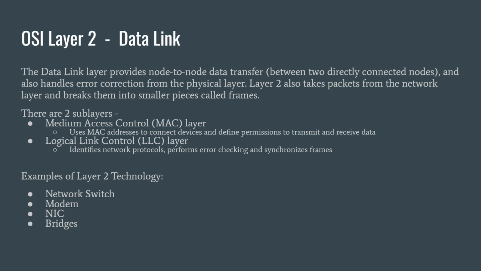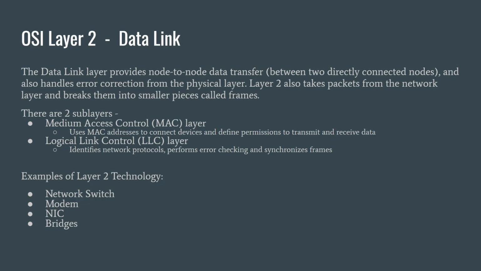The second layer of the OSI model is the data link layer. The data link layer provides node-to-node data transfer between two directly connected nodes and also handles the error correction from the physical layer. The data link layer also takes packets from the network layer and breaks them into smaller pieces called frames. There are 2 sublayers to the data link layer.